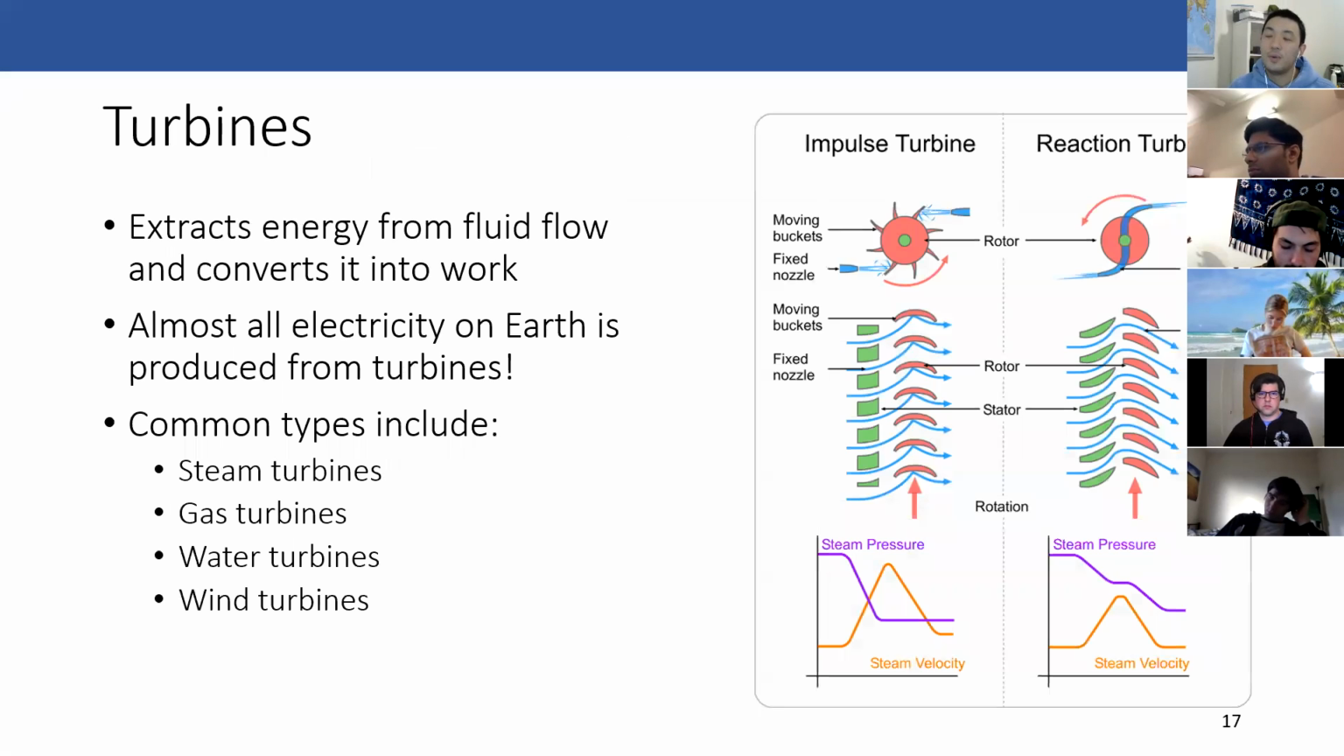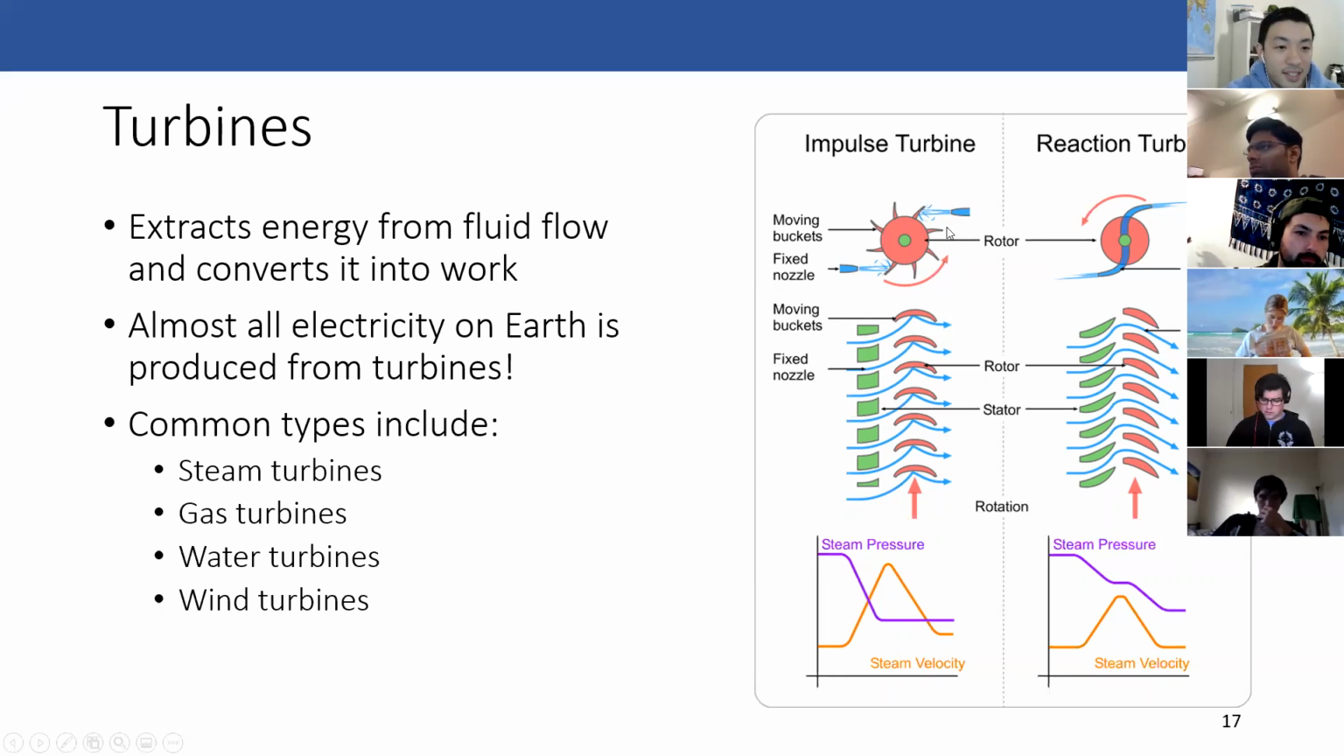So the first one we'll talk about is a turbine. A turbine extracts energy from fluid flow. There are two different turbines that I'm showing here that are commonly used in steam turbines and gas turbines. You also have water turbines and wind turbines, which are slightly different. But almost all electricity, again, besides something like solar, is produced from a turbine.